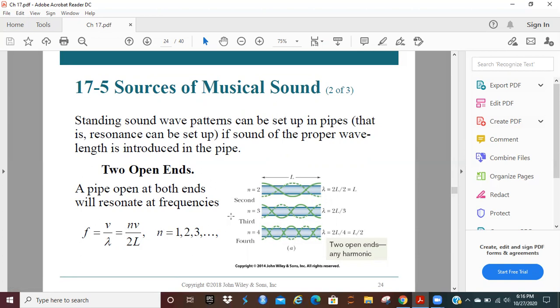So this pipe open at both ends will resonate at these frequencies. If n is equal to 1, 2, 3, or 4, this is how you will see the resonance of the pipe.